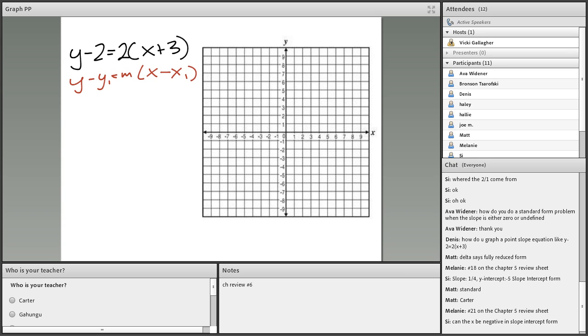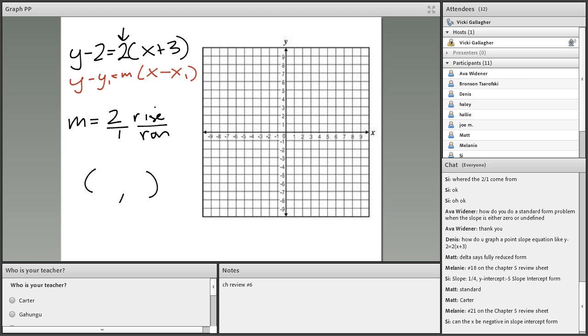And the easiest thing to find in point slope form would be the slope because it's just the number in front of the parentheses. So I'm going to go ahead and say my slope for this problem is 2 over 1. I like to write my slope as a fraction so that I remember that it is a rise and a run. Now the tricky thing is finding my point, my ordered pair.